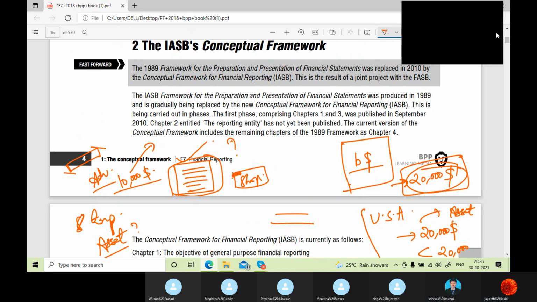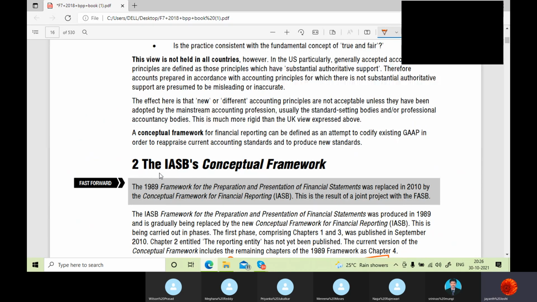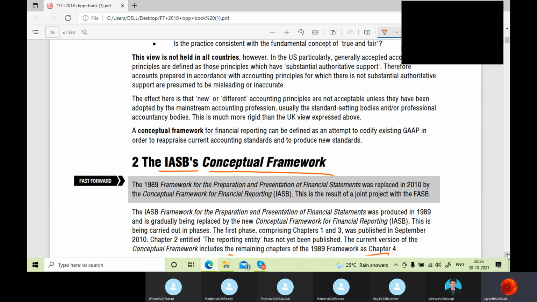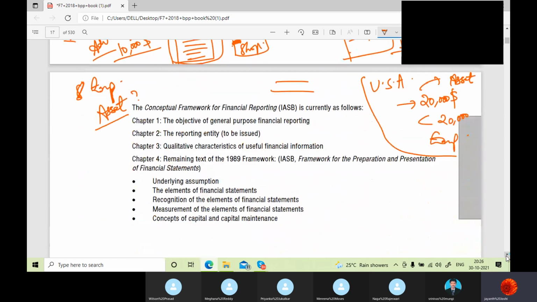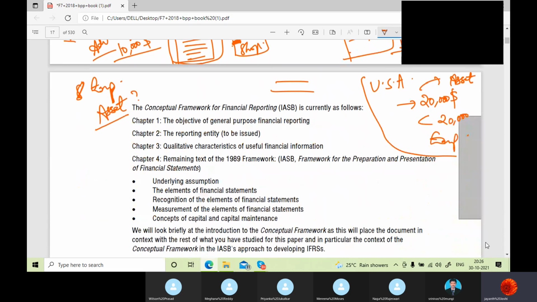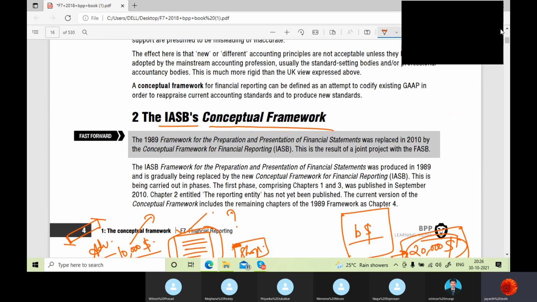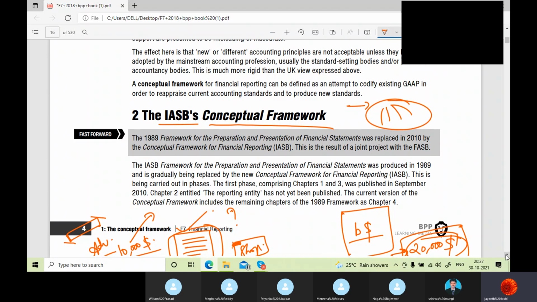Okay. Now, the IASB's conceptual framework. Since I have been repeating this IASB loud and clear, now let us see what is the conceptual framework of this. That is, on what concepts the IASB, like what are the concepts which are framed, let's see what is that. So what do you mean by the IASB's conceptual framework? What are the concepts which are framed by the IASB, which they are following?